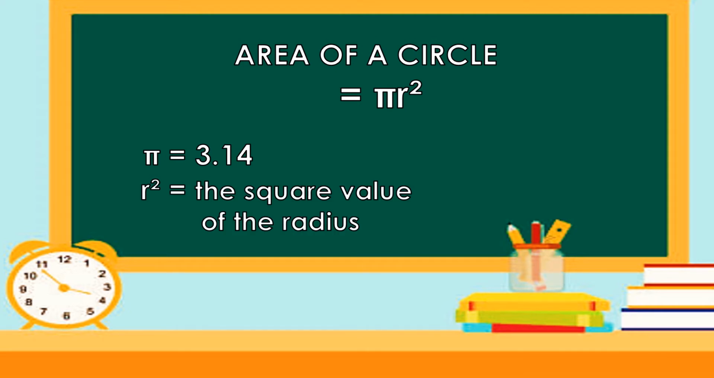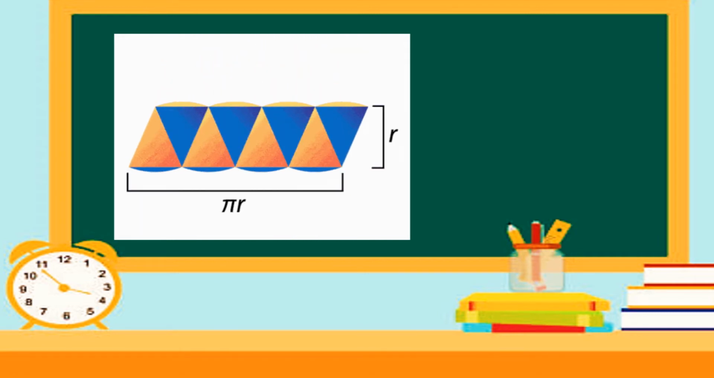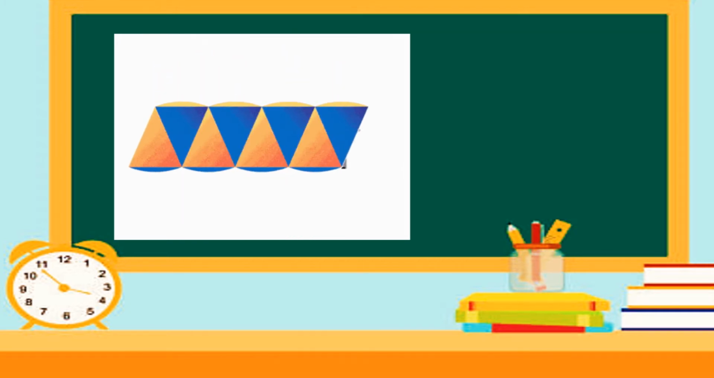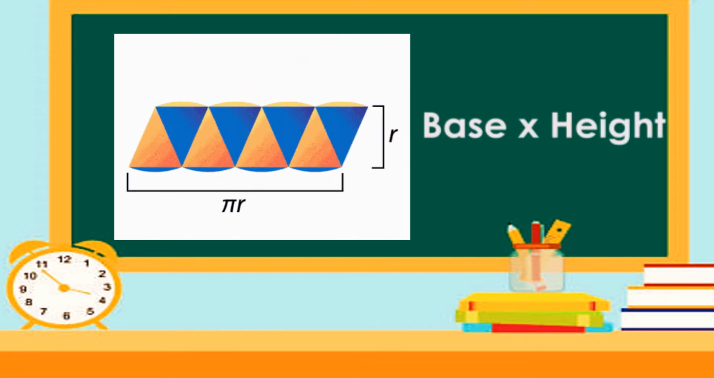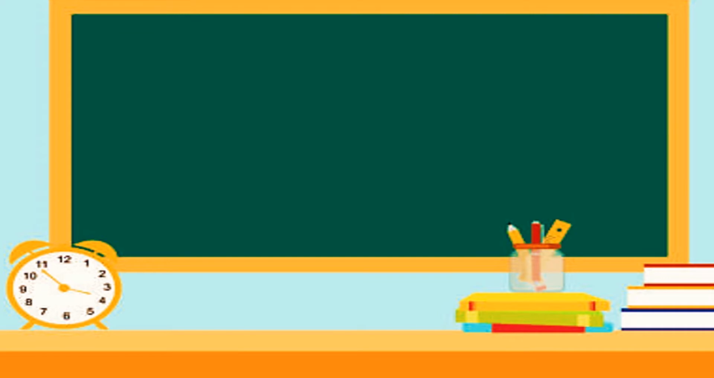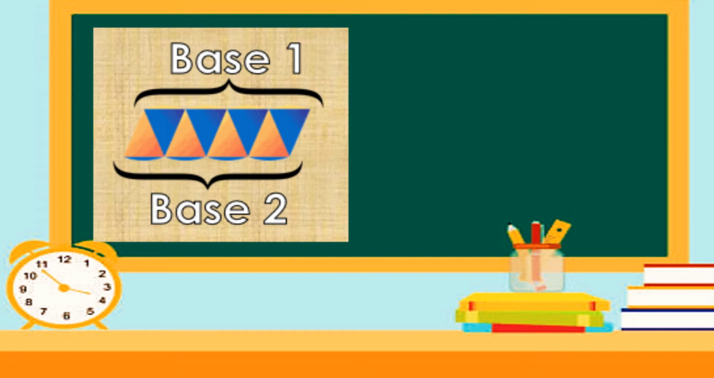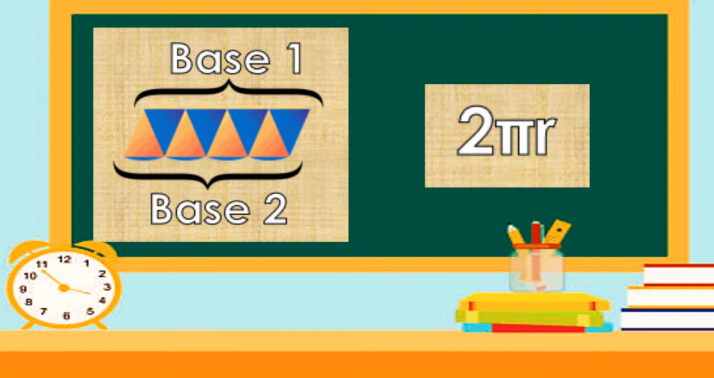As to how the formula came to be, here's how. If you cut the circle like you do in pies, then arrange the pieces to form a parallelogram, we now can say that the circle's area can be computed like you do in parallelograms, and that is base multiplied by the height. Here, the radius is exactly the height. Base 1 and base 2 actually is the circle's edge or the circumference, which by formula is 2 pi r.